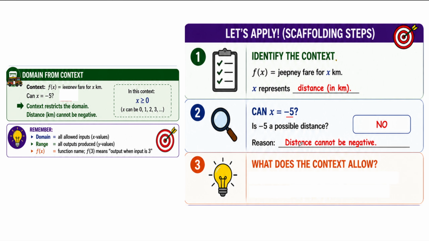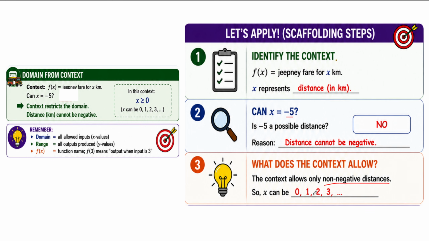So what does the context allow? The context allows only non-negative distances. So pag nakita kayo ng problema about sa distansya, jeepney or tricycle or distance, bawal po ang negative na distance. So kailangan non-negative or lahat positive dapat. Okay? So x can be 0, 1, 2, 3, ... Bakit may ellipsis dyan? Kasi continuous yan. Tuloy-tuloy.